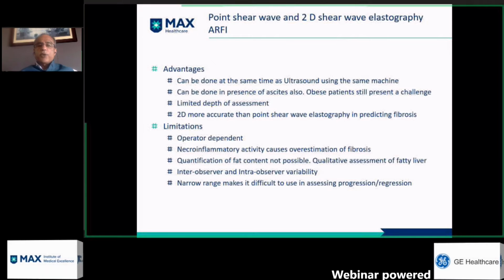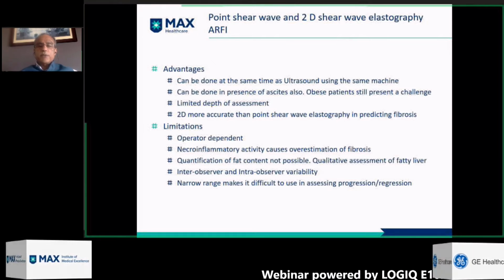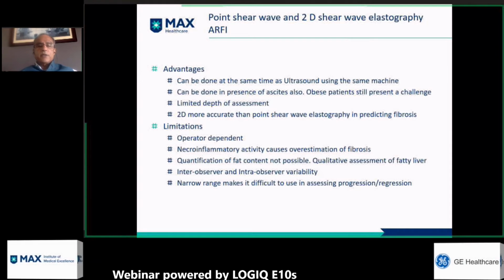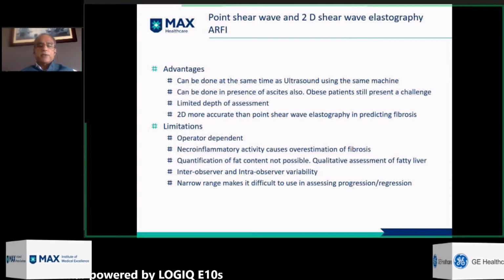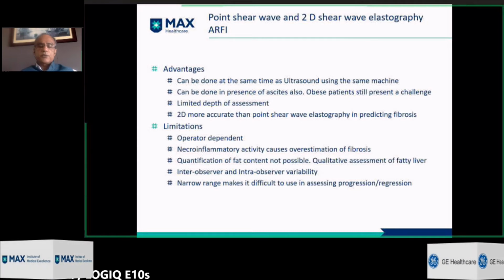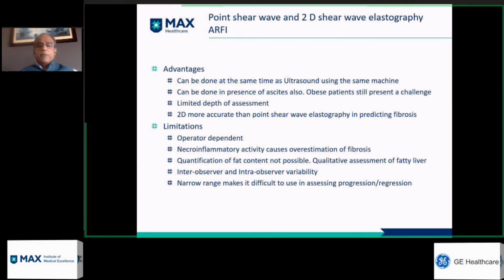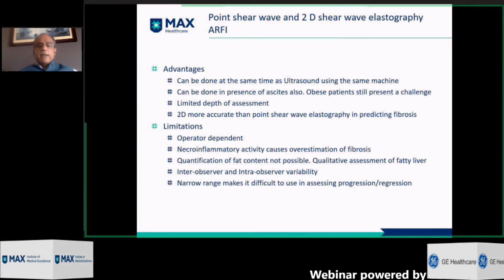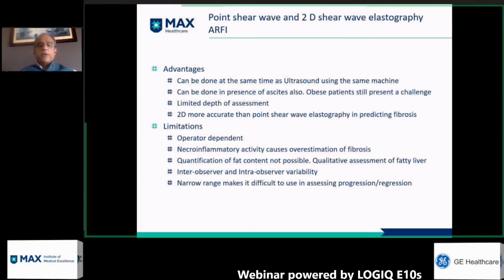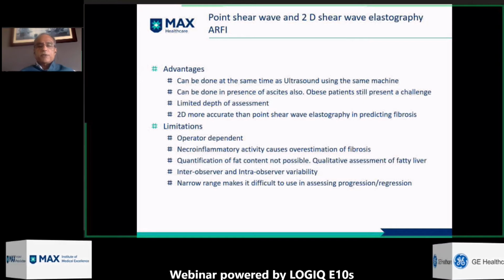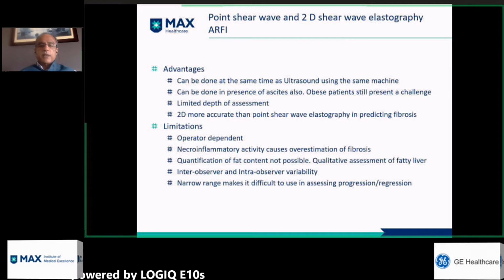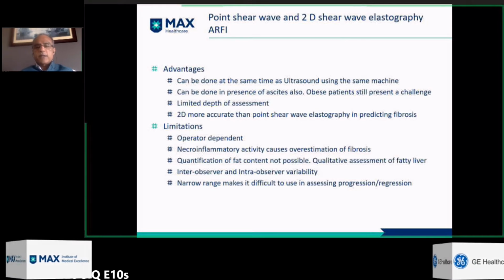2D is more accurate than point shear wave elastography in predicting fibrosis. The limitations are it is to a certain extent operator dependent, so you need to have a well-trained radiologist who's doing it, needs to spend time doing it. Necroinflammatory activity can cause overestimation. The quantification of fat content, at least to my knowledge, was not possible, but I had just been corrected by Nidhi that now with the newer techniques and the 2D techniques, you can actually do a CAP value assessment and fat content assessment as well.